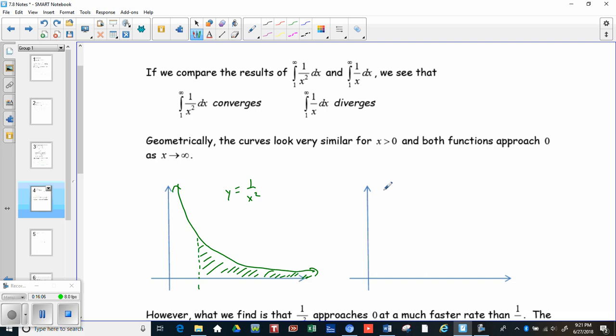1 over x, which is kind of interesting, in the same area, looks very similar. I'm going to start that over. That's horrible.